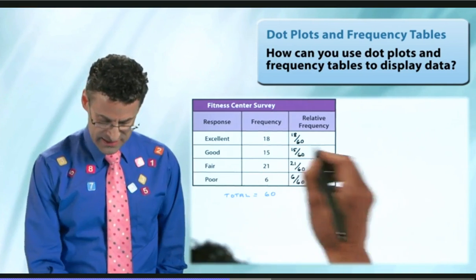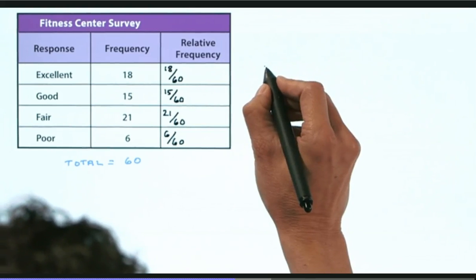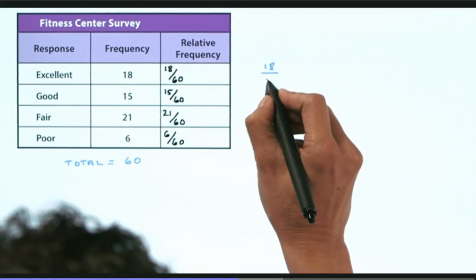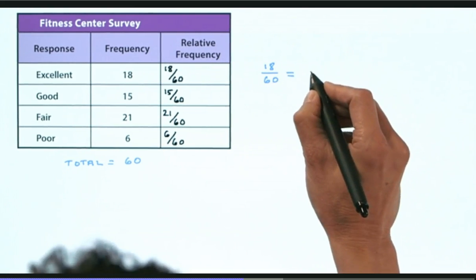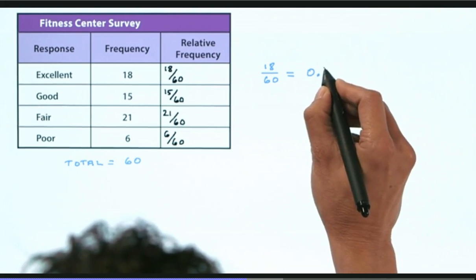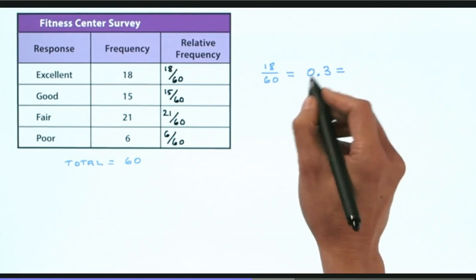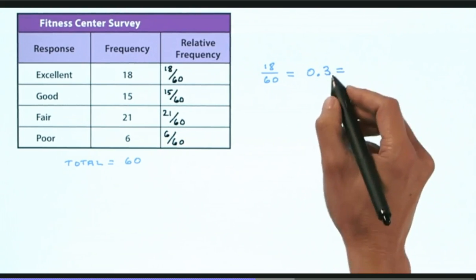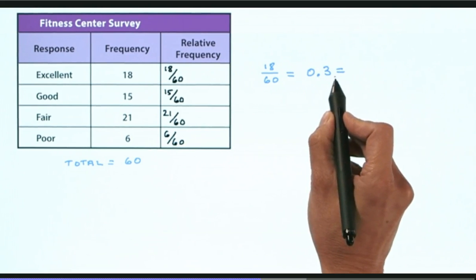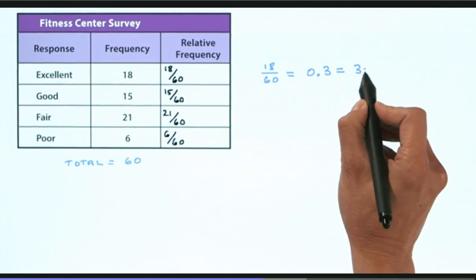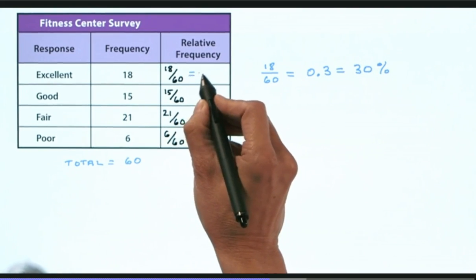Let me just pull apart here and take a look at the excellent example, because after all, it's excellent. And so if we take 18 and divide it by 60, if we actually perform that division, we'd see 3/10, or 0.3. And if we want to write that as a percentage, you remember how to do that. Basically you multiply by 100 and stick on the percent symbol, or equivalently take the decimal point and move it 2 spaces over, which would be 30, and then add the percent. So in fact, this equals 30%.